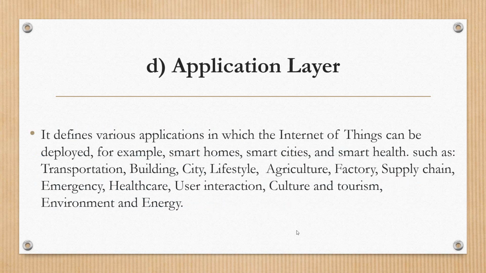Then lastly, we have the application layer. As I said, it describes different applications in which the Internet of Things can be applied. Among these applications, we have smart home, smart city, smart health, smart transport, smart agriculture, smart factory, smart healthcare, and so on. Then it provides services to end users.